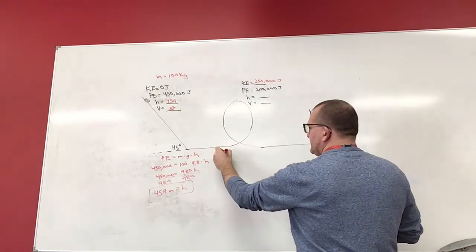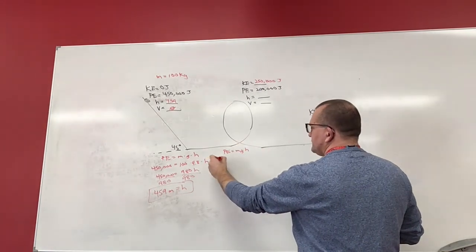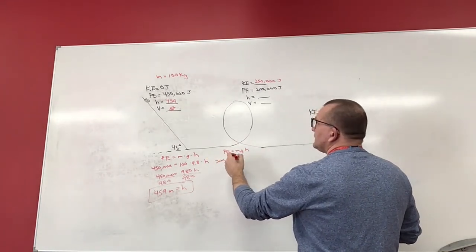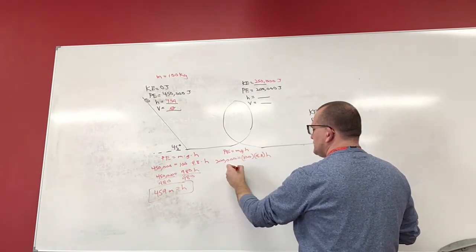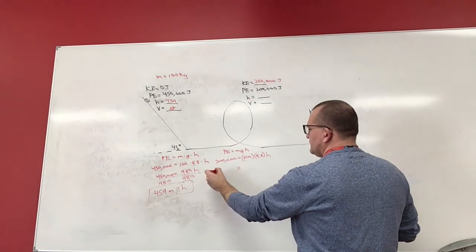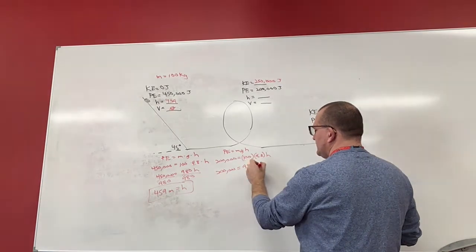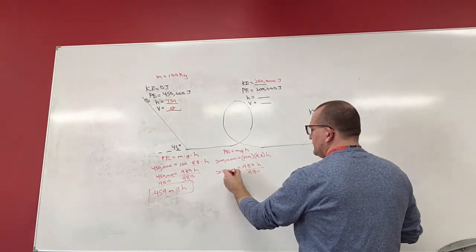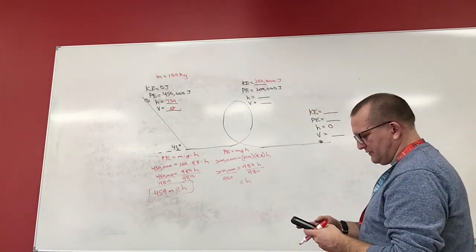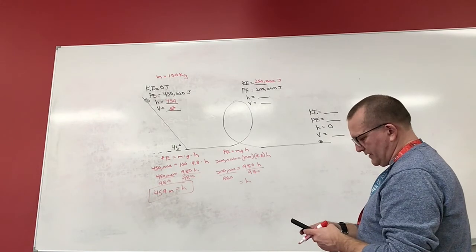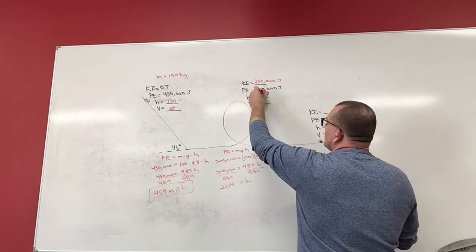Here, potential energy mgh: 200,000 equals my mass of 100 times 9.8 times h. 200,000 equals 980 h, that's just 100 times 9.8. Divided by 980, 200,000 divided by 980, my height is 204 meters.